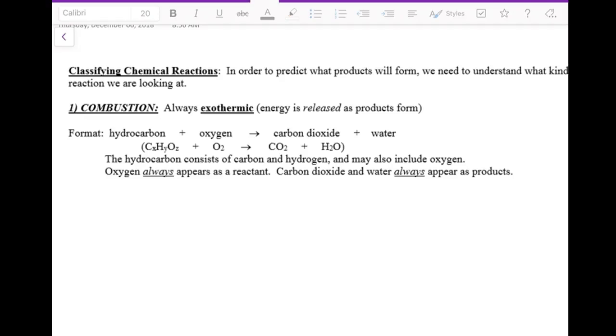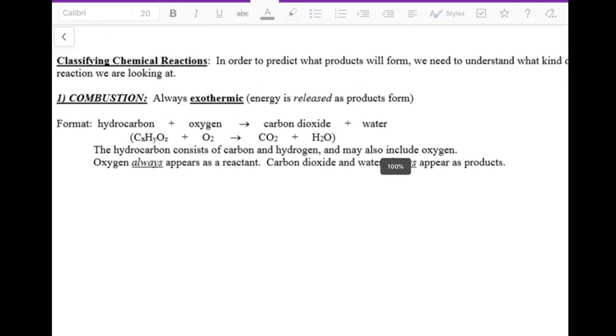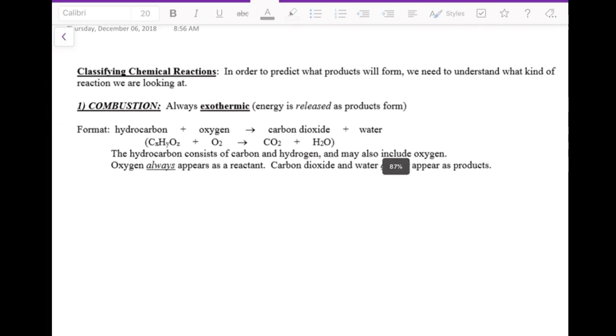So we're going to talk about classifying chemical reactions because, as it says at the top of your note sheet that you got in class, you can't predict products, which is what we're going to move on to for the last couple days here of the semester. You can't predict products without understanding what kind of reaction you're looking at. So the first type is combustion.